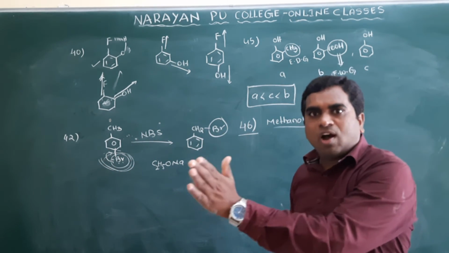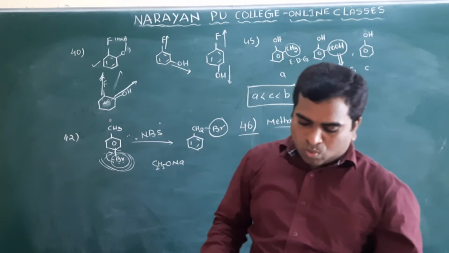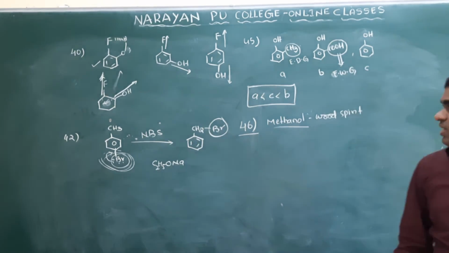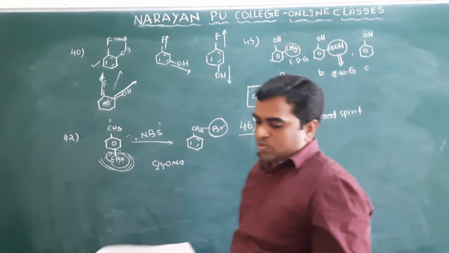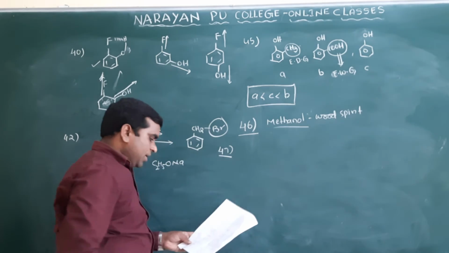Primary alcohols are oxidized to aldehyde. Secondary alcohols are oxidized to ketone. So what should be your answer here? Option 3 is the correct one. And the next one, coming to the 47. Clear?